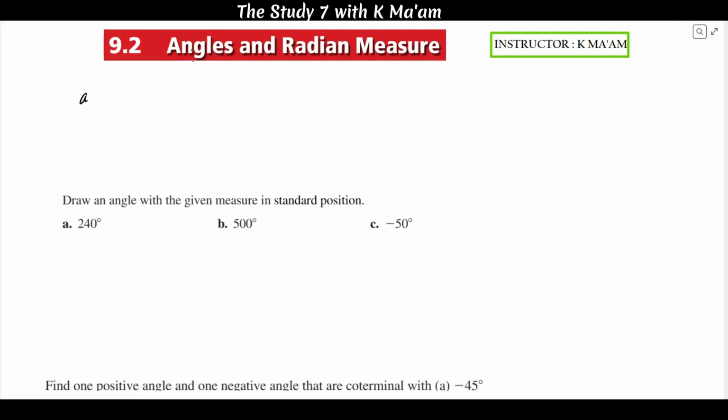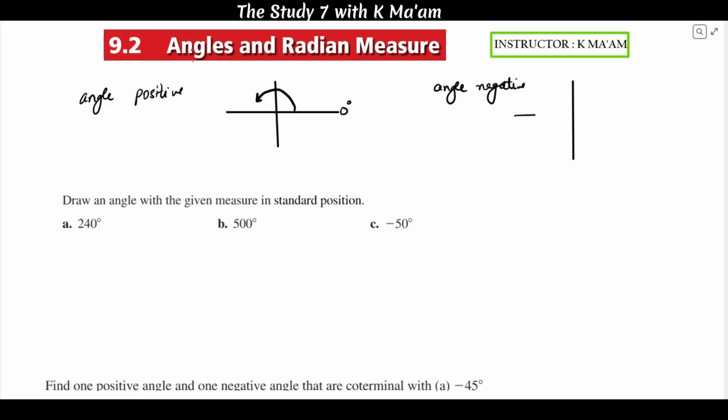If your angle is a positive angle, you will move in a counterclockwise direction. Like this is the quadrant, it's 0 degree, you will move in this direction. If the angle is negative, then we will move in a clockwise direction, like this.